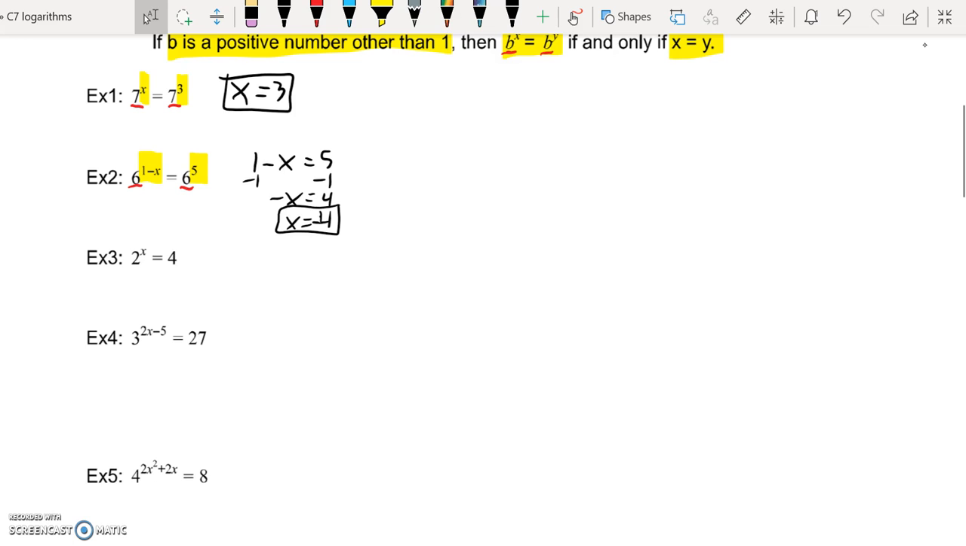So our bases in example 3 do not match. So our first step is to make those bases match. And so we are taking 2 to the x equals 4 and changing the 4 into 2 to some power. 4 is 2 squared. So now our bases match, and we can set our exponents equal to each other. So x equals 2.